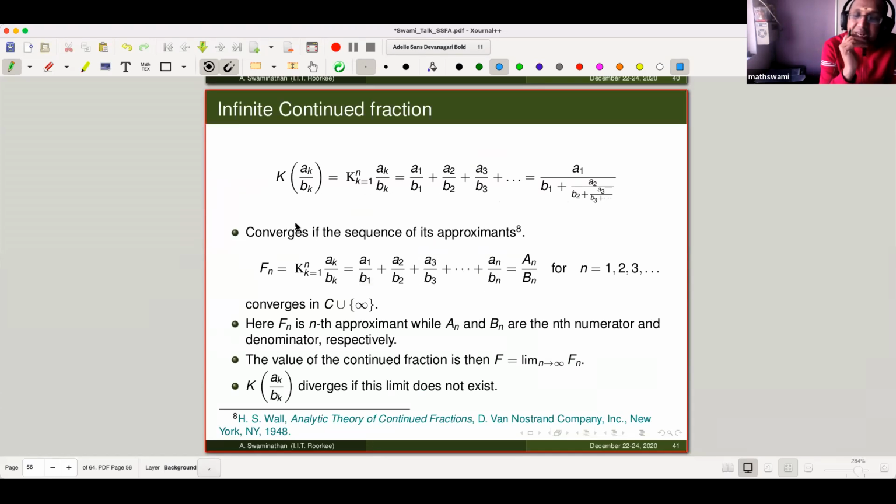Of course, it converges if the sequence of its approximants converges, where An is called the canonical numerator and Bn is called the canonical denominator. If Fn converges as n tends to infinity, then we can say that this continued fraction expansion converges, and all this information is known. This Fn is called the nth approximant. And of course, the continued fraction diverges if such a limit does not exist. All these stories are already available about the continued fraction.